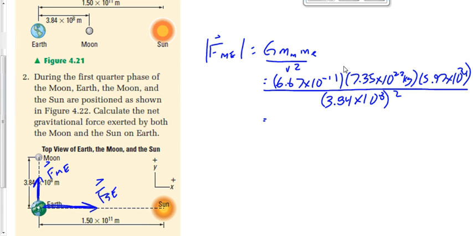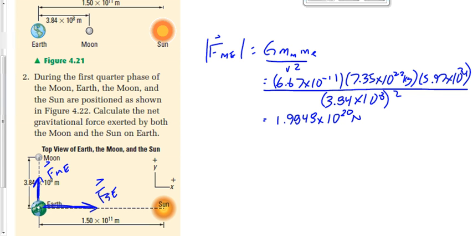Emma, what do you get when you do the math there? 1.9848 times 10 to the 20 newtons. That's a big force, but it has to be, right? The moon is heavy. It's a lot lighter than the Earth. It's a lot lighter than the sun, but it's still heavy. And it's hurtling through space, and it wants to go in a straight line because that's what things want to do, is go in a straight line. Newton's first law tells us they want to go in a straight line.